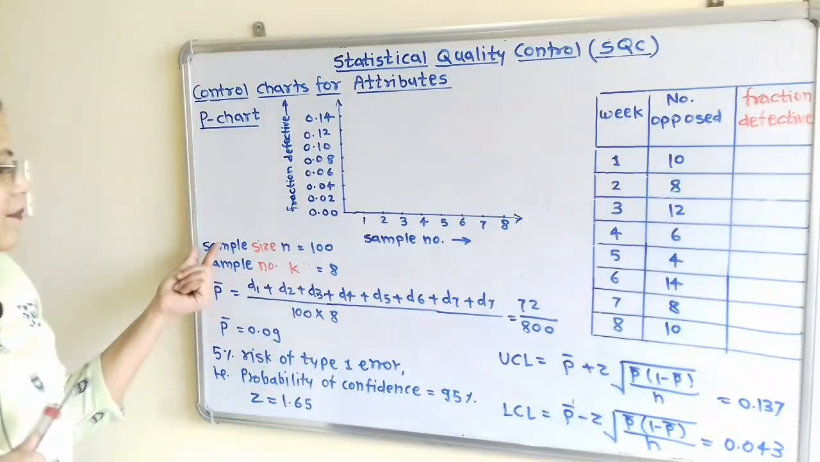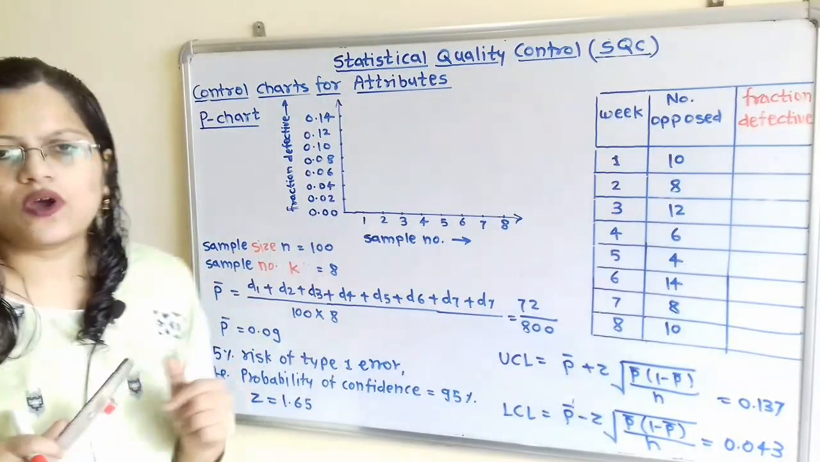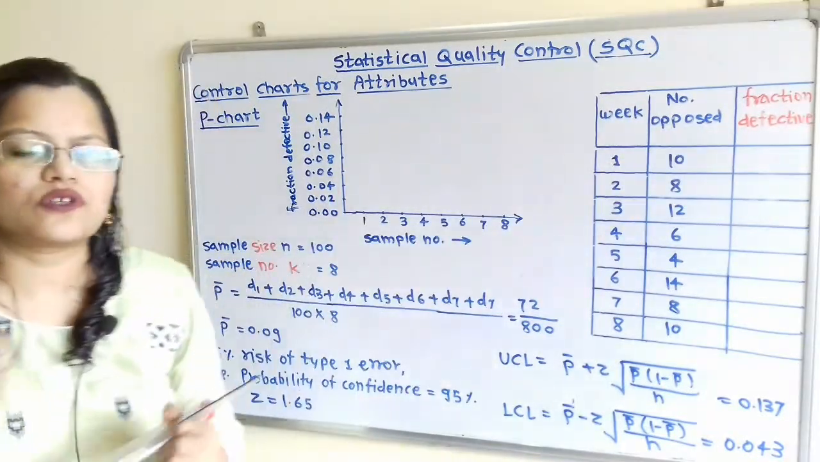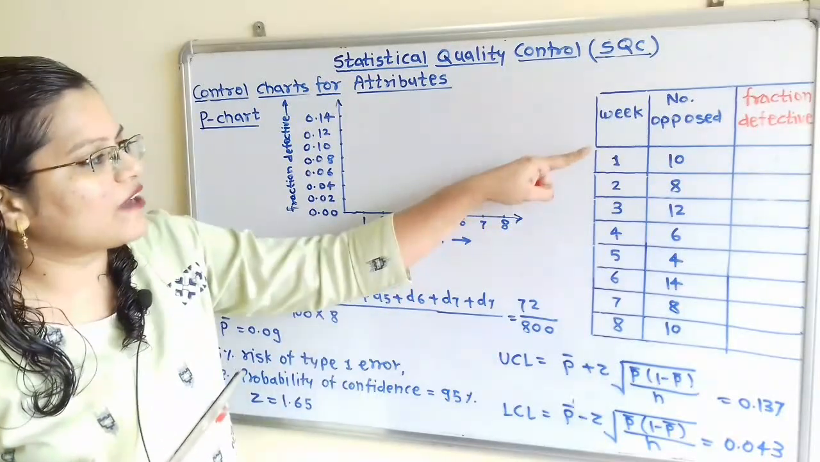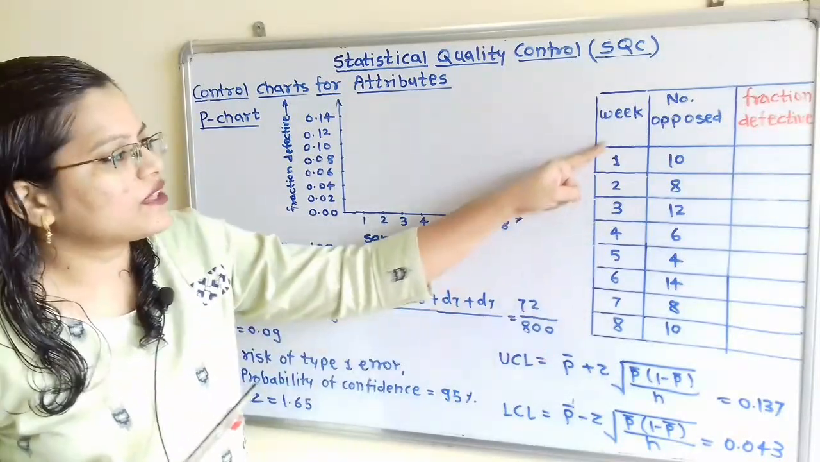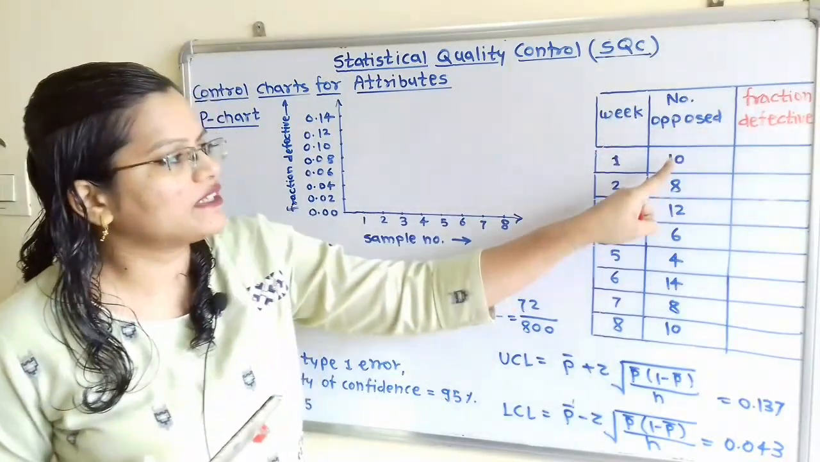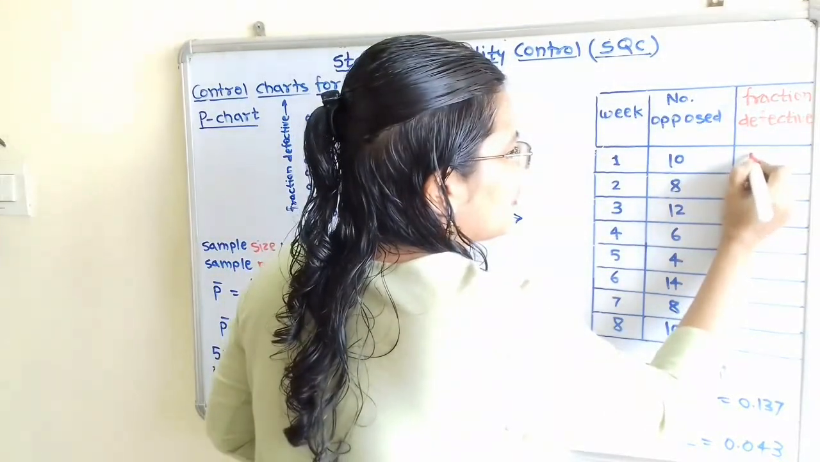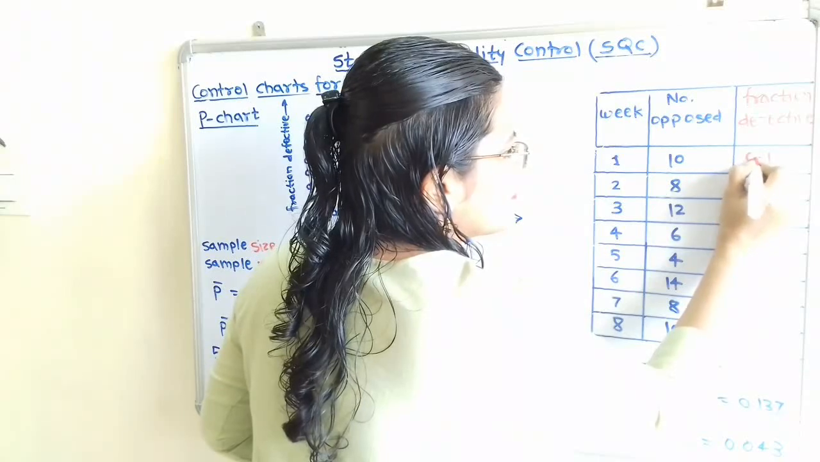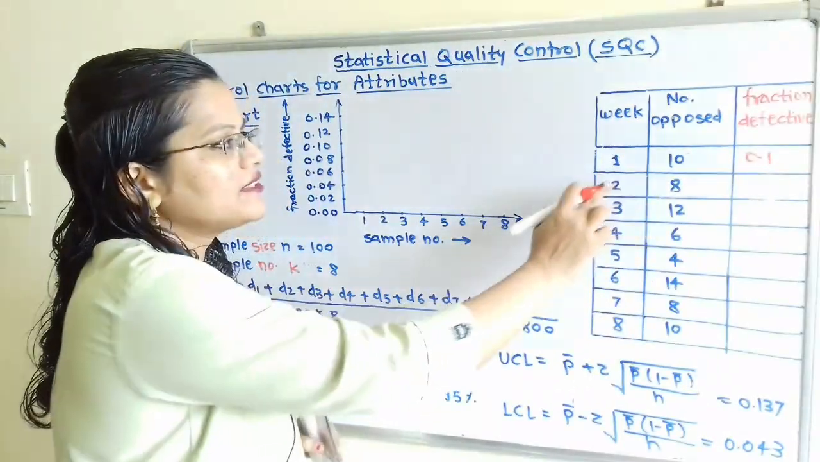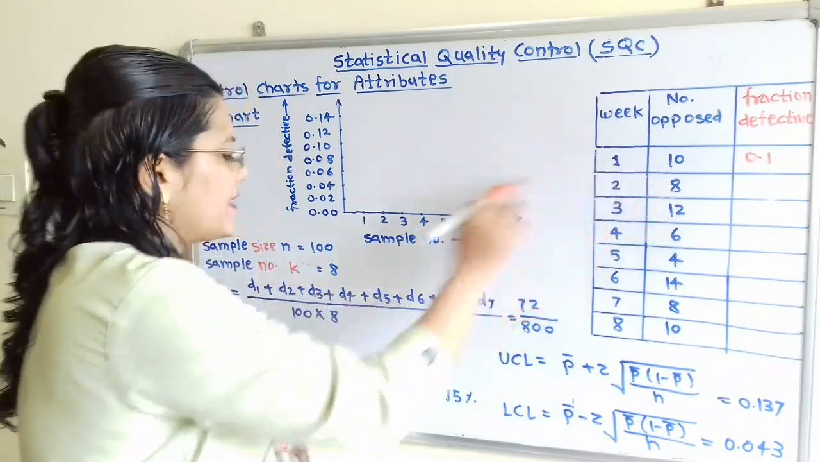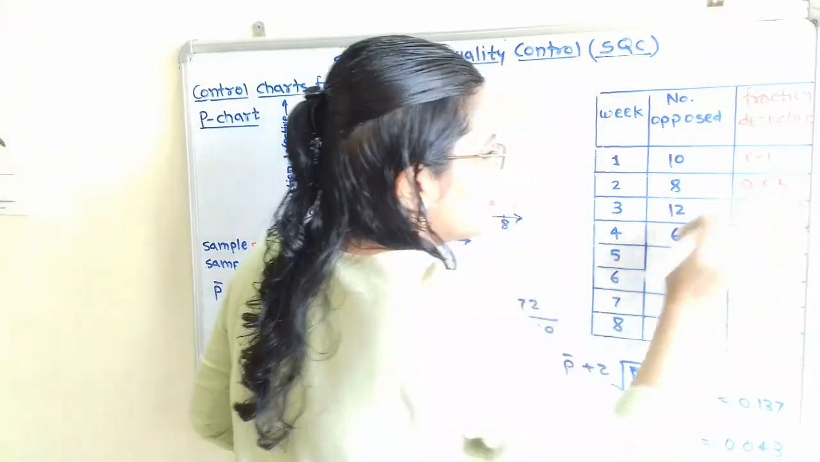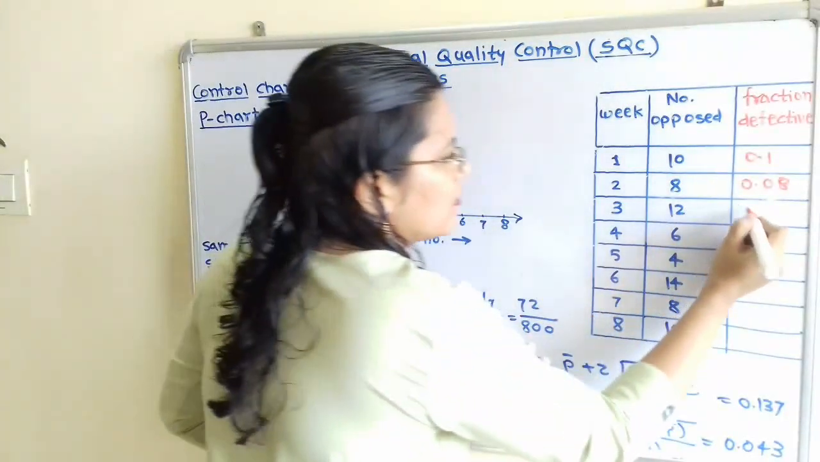Now in the question the sample size n is equal to 100. So how to calculate the fraction defective? We have to calculate this fraction defective for each sample. For the first sample, the fraction defective is equal to 10 divided by 100, which is equal to 0.1. Then for the next, defective 8 divided by 100, which is equal to 0.08. Then third it is 0.12.